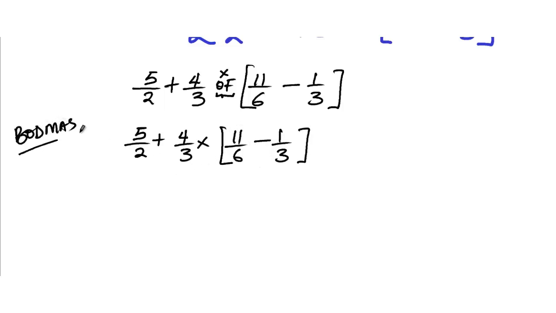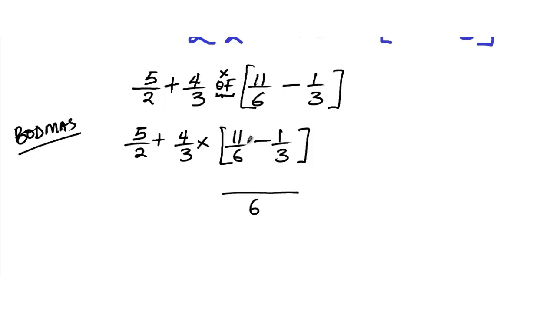So now we apply BODMAS. BODMAS tells us that we prioritize the content of the bracket before anything. So the content of the bracket is 11 over 6 minus 1 over 3. So we take the LCM. Basically, the LCM here, we can use 6, because 3 will go in 6 and 6 will also go in 6.